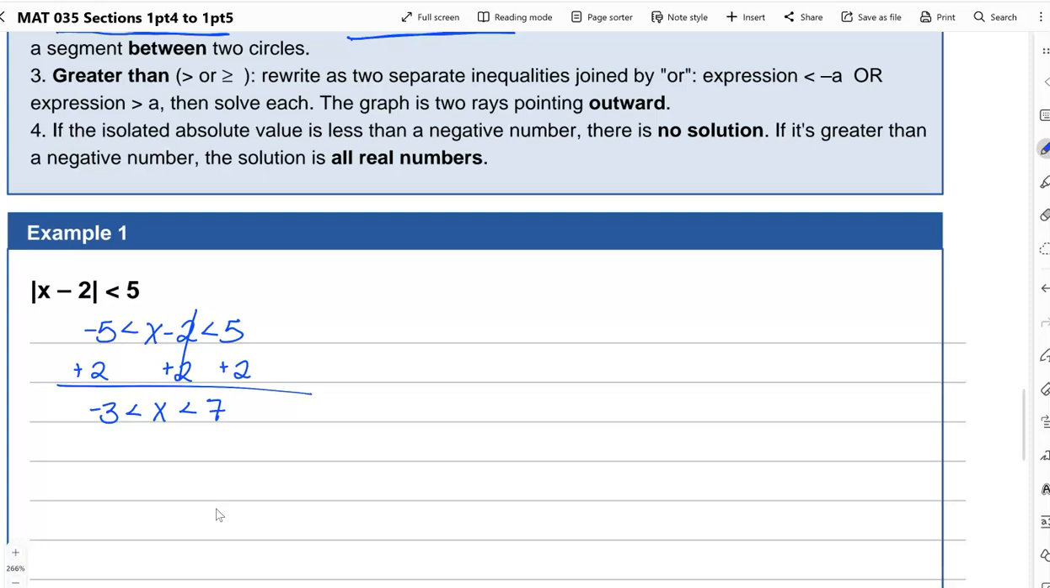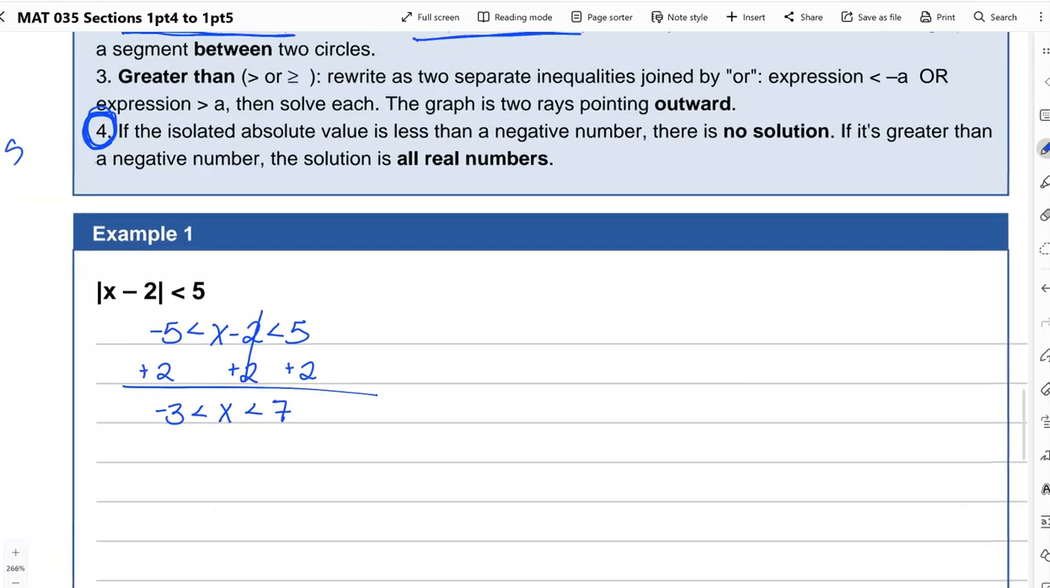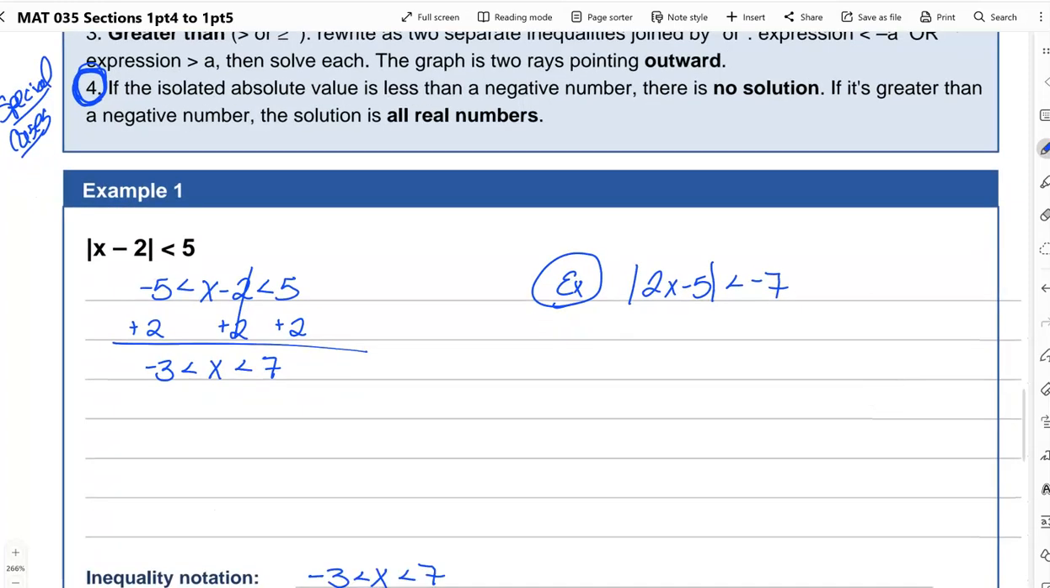The last thing I want to mention is back at the beginning of this section, part 4, I like to call these special cases because they don't happen very often. So let's say we have a problem. Maybe we've isolated the absolute value. We have 2x minus 5, and that's less than -7. Okay, so this is going to be a special case.